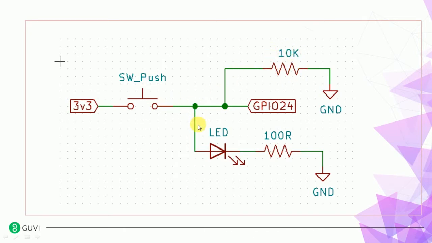So most of the current will go to GPIO 24, the voltage level will be sensed at GPIO 24, and most of the current will flow through this LED. The LED will light up. So this is what we are trying to do here. A point of caution: we applied 3.3 volt to this pin, GPIO 24.